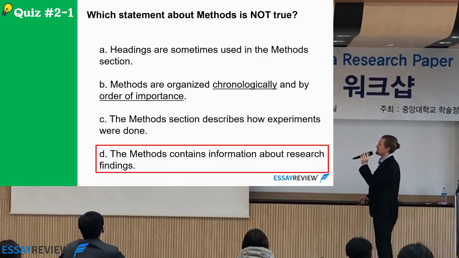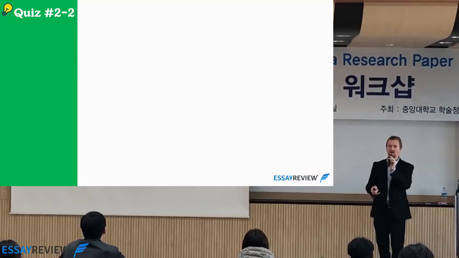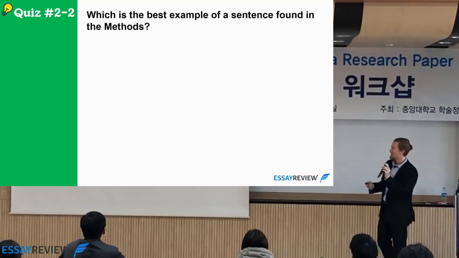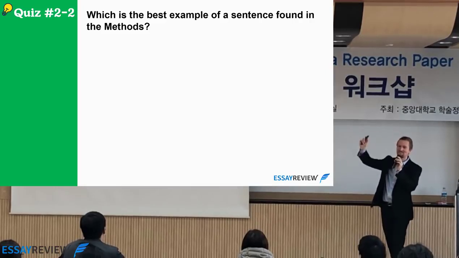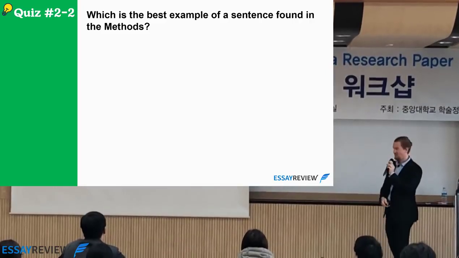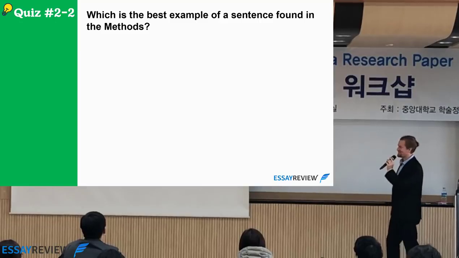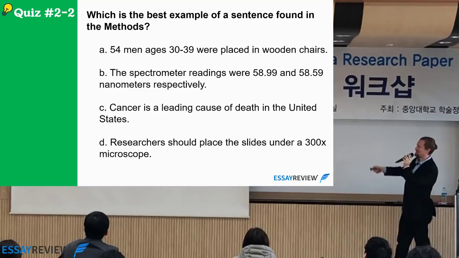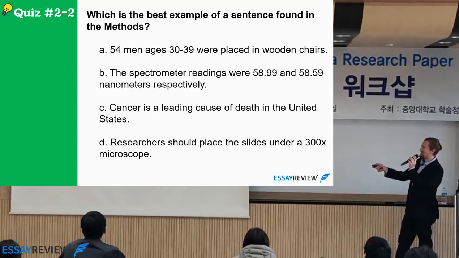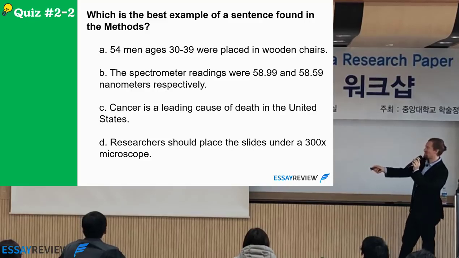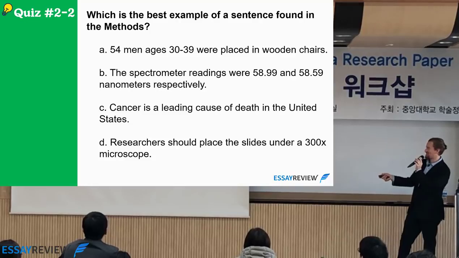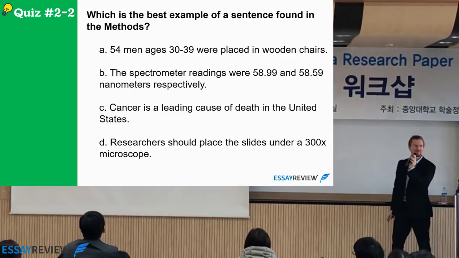Which is the best example of a sentence found in the methods? Many people got this wrong, or maybe it's my fault, but there is one that is the best based on what we just talked about. So try to keep that in mind. A, 54 men ages 30 to 39 were placed in wooden chairs. B, the spectrometer readings were 58.99 nanometers, respectively. C, cancer is a leading cause of death in the United States. Or D, researchers should place slides under a 300 times microscope.